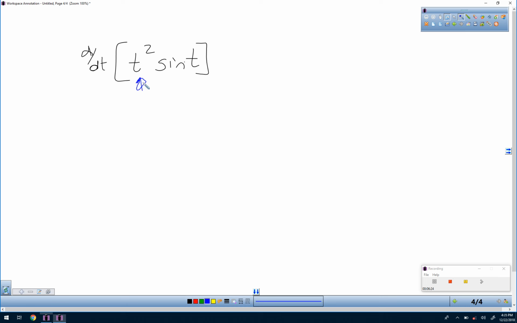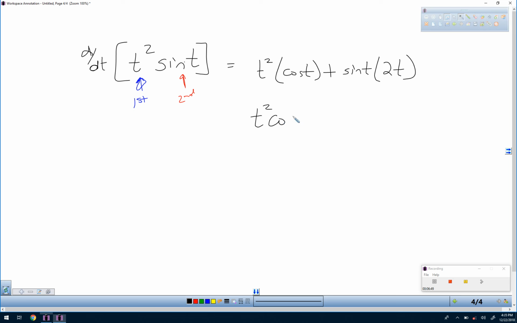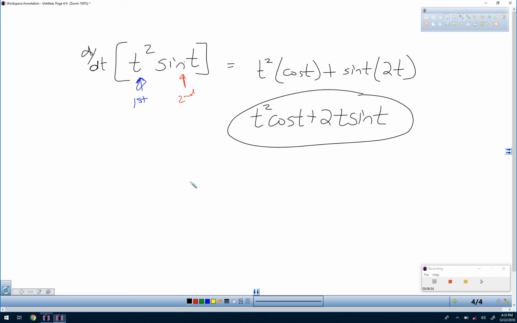So again, identify what's your first. In this case, it's t squared. Identify what's your second, which in this case is sine of t. So the derivative of that expression would simply be first, t squared, times the derivative of the second, which would be cosine of t, plus second, sine of t, times the derivative of the first, which would be 2t. So my answer, the derivative would be t squared cosine of t plus 2t sine of t, and that would be the derivative of that function. And I think that is it for this lesson.